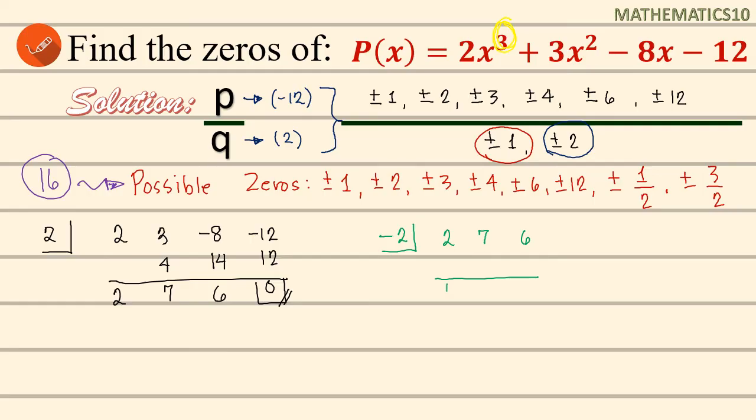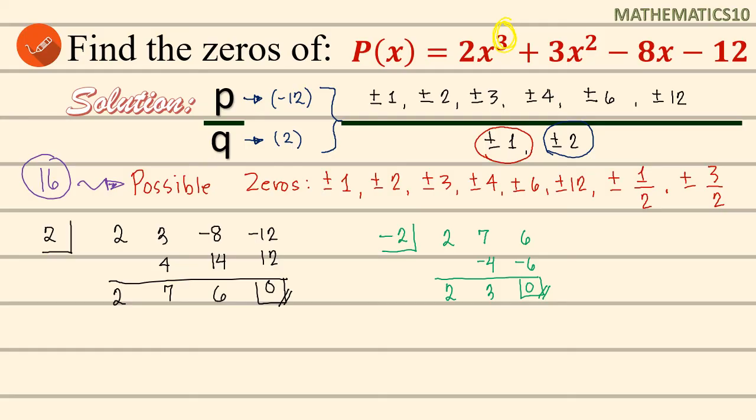So 2, bring down 2. Times negative 2 will have negative 4. Then 7 plus negative 4 will have positive 3. 3 times negative 2 will have negative 6. And there we go. We got a 0 remainder as well. Therefore, we can say that negative 2 is also one of the factors, one of the zeros of the given polynomial function. And if you can still remember, based on the degree, we are just looking for 3 real zeros. So we already have positive and negative 2.